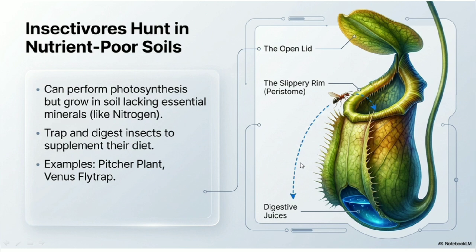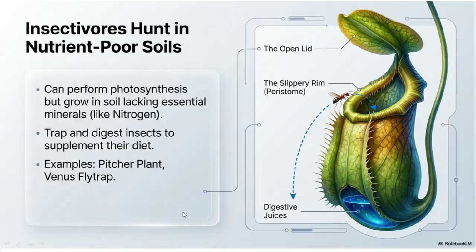They still perform photosynthesis but obtain extra nutrients from the insects. From the sunlight, from the photosynthesis process, they get the food. But to get the extra energy, they trap these insects through their leaves. Example, pitcher plant or Venus flytrap.